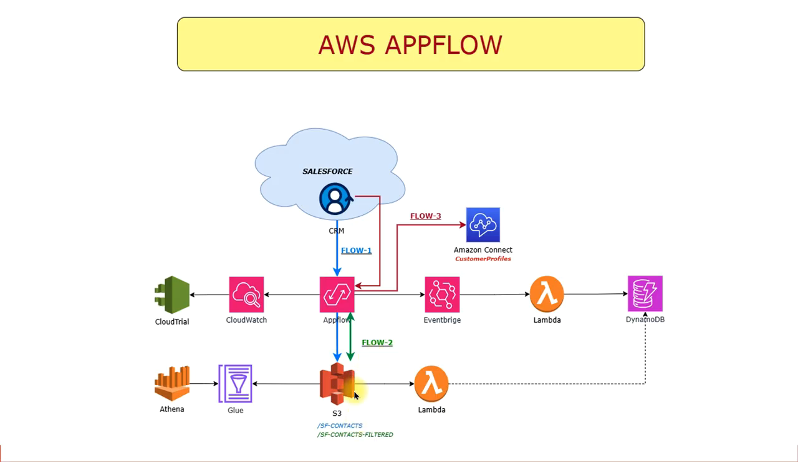So in this flow two, that flow is going to connect to S3, read the records in the contact bucket, filter them, and put them back in this bucket. Like I said, this bucket could trigger a Lambda and put it in DynamoDB, which I'm not concerned about now. But we're going to take a look at that AppFlow.